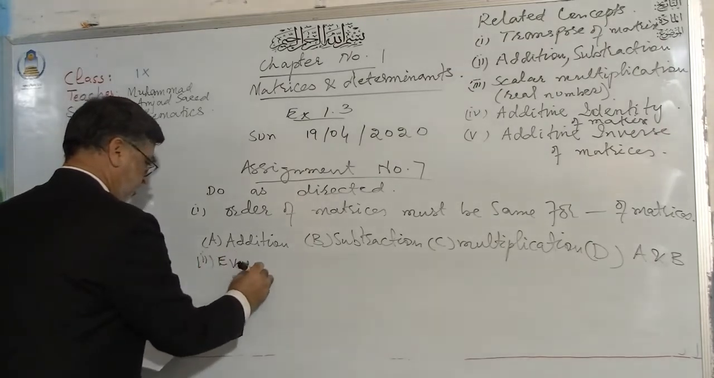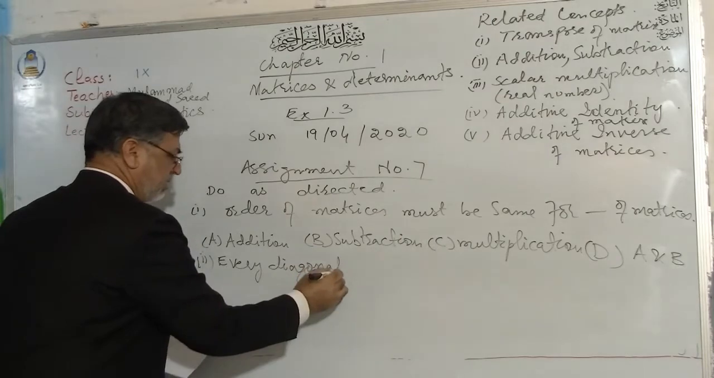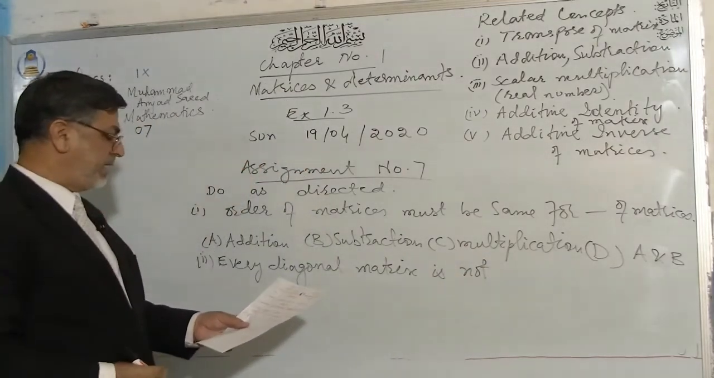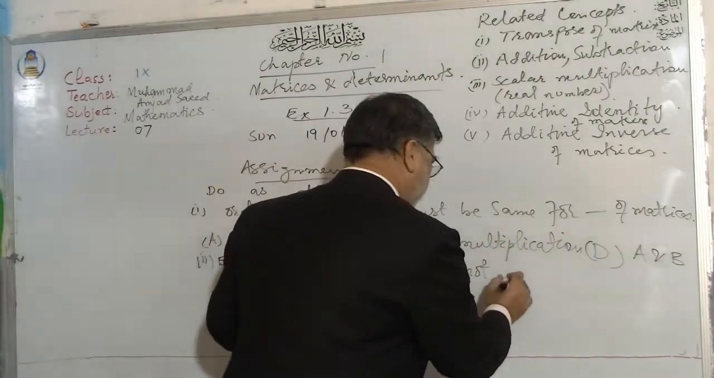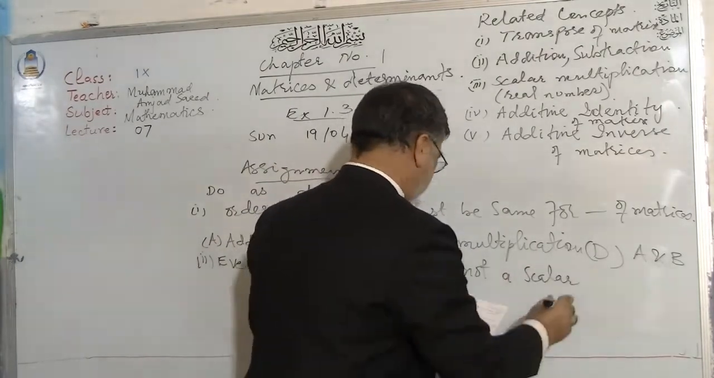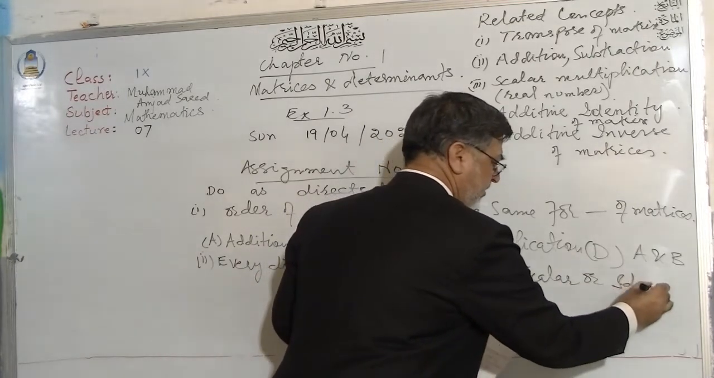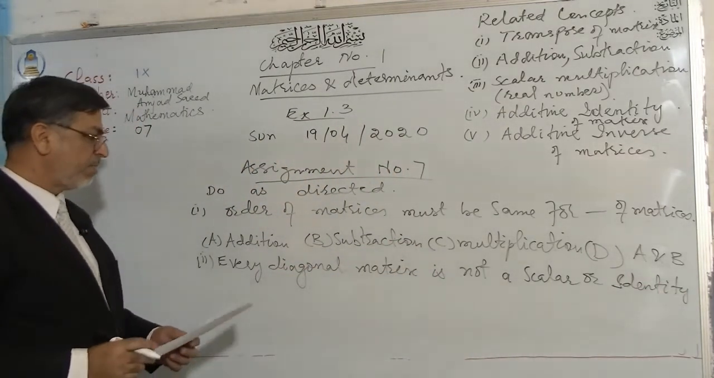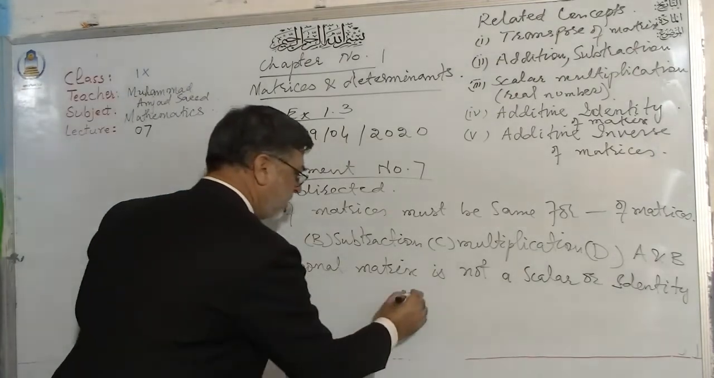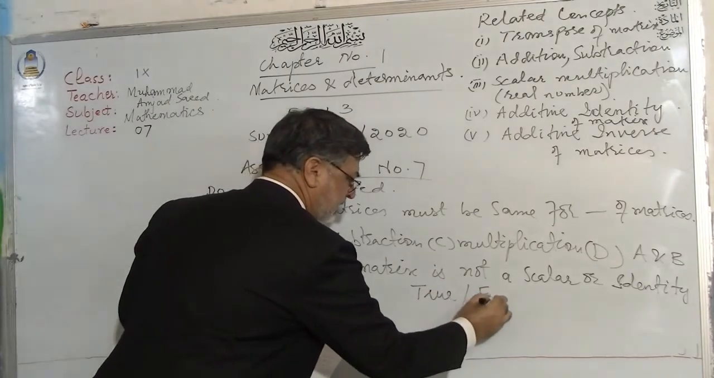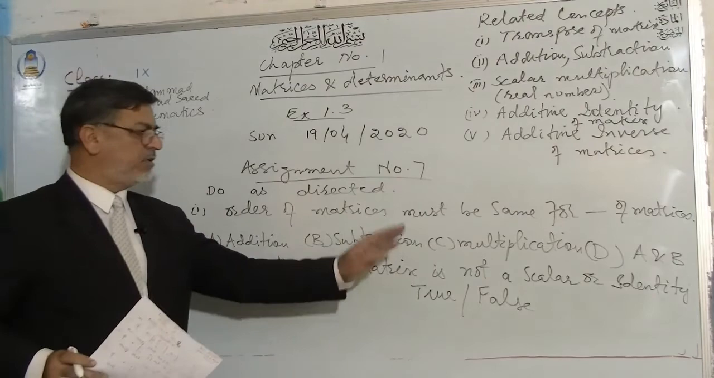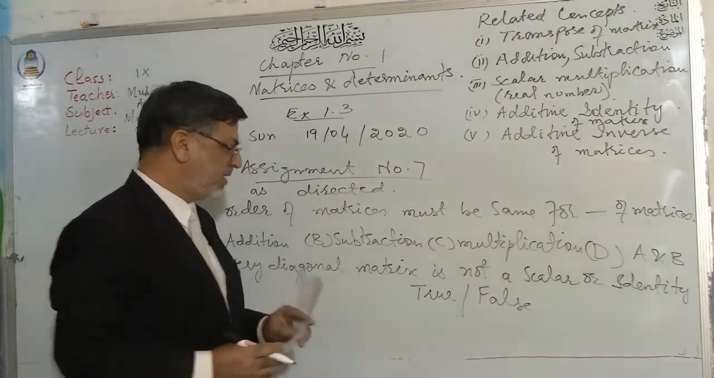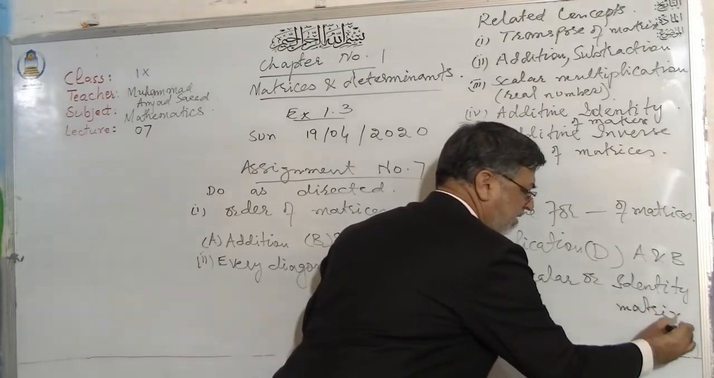Number 2: Every diagonal matrix is not a scalar and or identity matrix. Is this true or false? Simply here you will write down true or false. Every diagonal matrix is not a scalar and identity matrix. True or false. You simply write down true or false. This is the nature of question, okay?